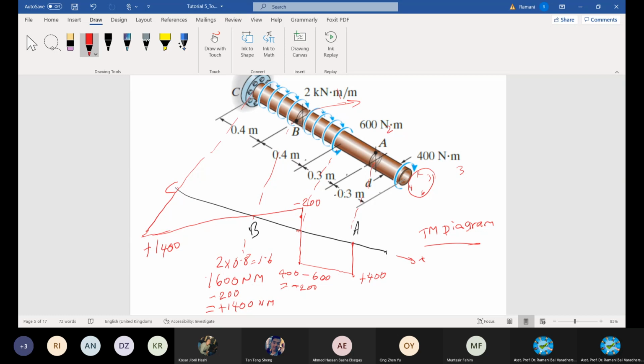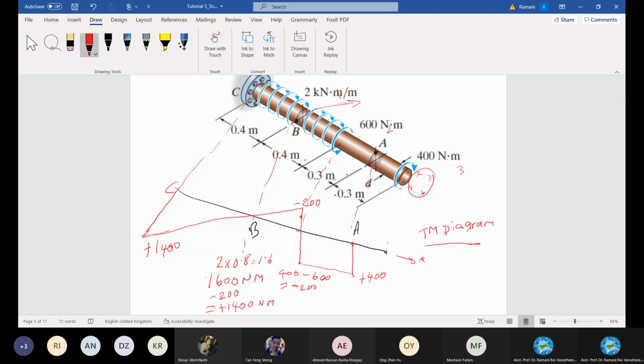Okay, clear? Any question? Based on this, our job is very simple. Once you know the line sketch, I repeat once again, starting from this end, the moment is acting in a clockwise direction. I plot that first, because here also the same value 1400, but I don't need it here. If you want, you can join from here itself, but our point of interest is from A to C.